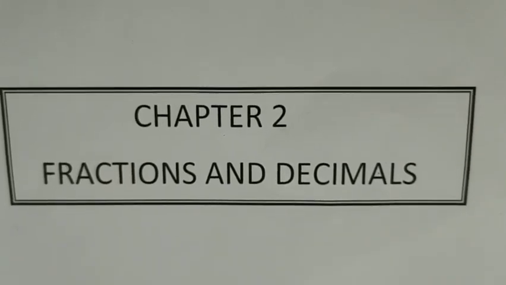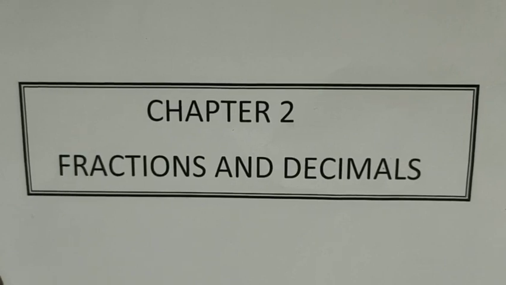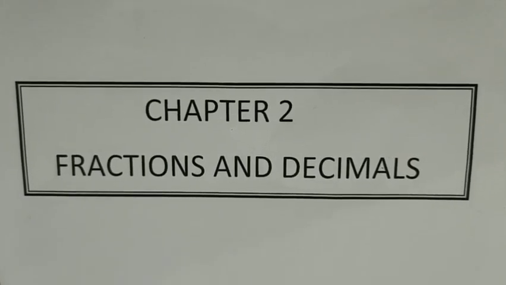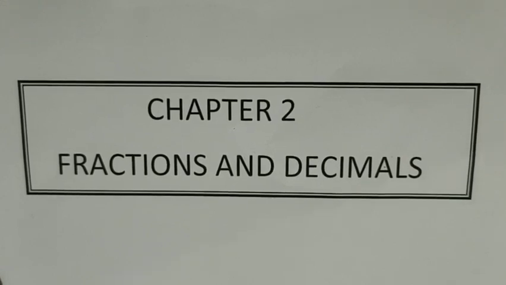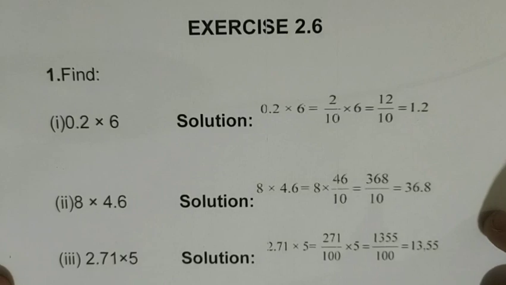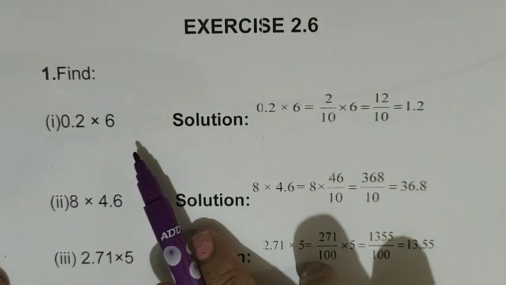To fractions and decimals. Last class we had done the problems related to multiplication of decimals and division of decimals. Today we are going to complete the last two exercises of the chapter, exercise 2.6 and 2.7. Exercise 2.6, first question, find 0.2 into 6.